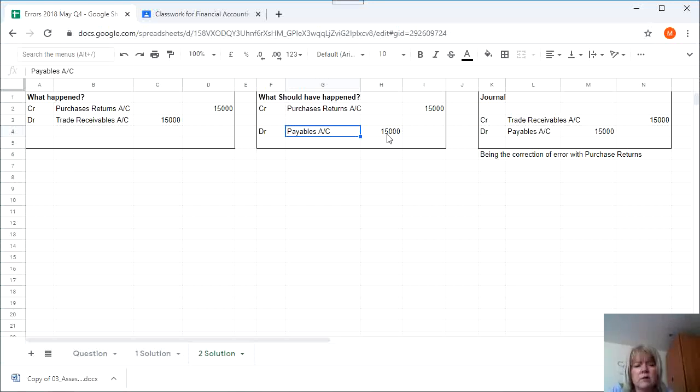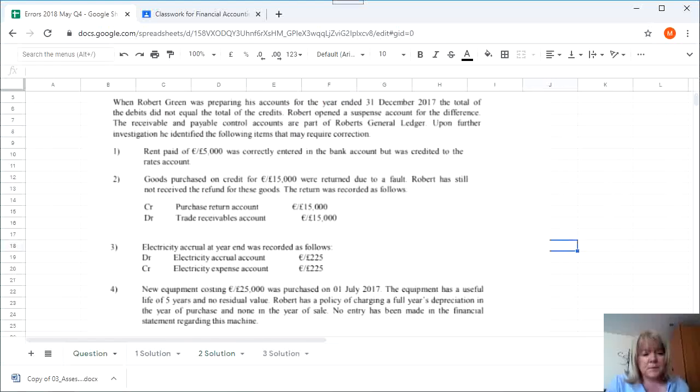And that brings us then to our third step to correct it in the journal. So the journal entry is to credit the trade receivables to take out that error of 15,000 and debit the payables like we should have done with 15,000. And therefore, because my debit and credit are both equal at 15,000, I don't have any suspense entry with this, and I just put a note underneath for that journal entry being the correction of an error with purchase returns.